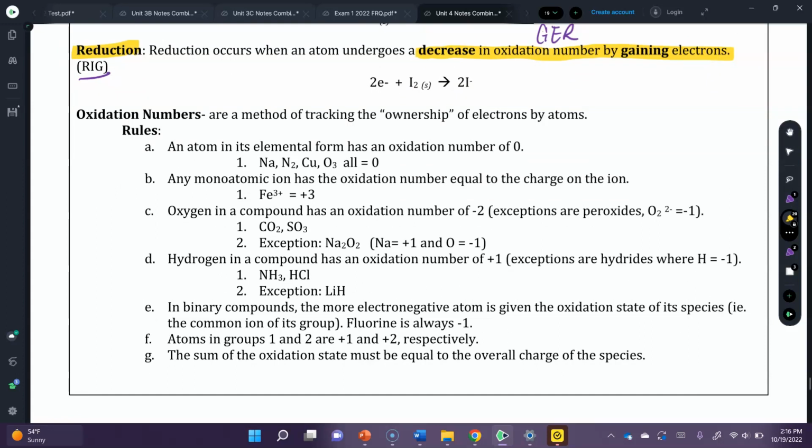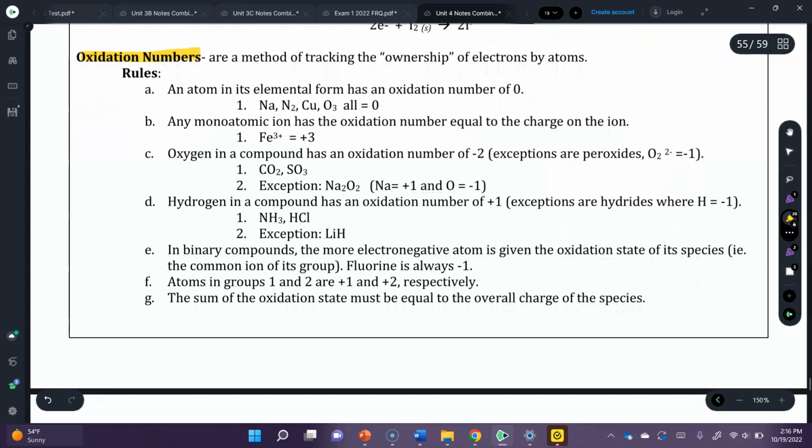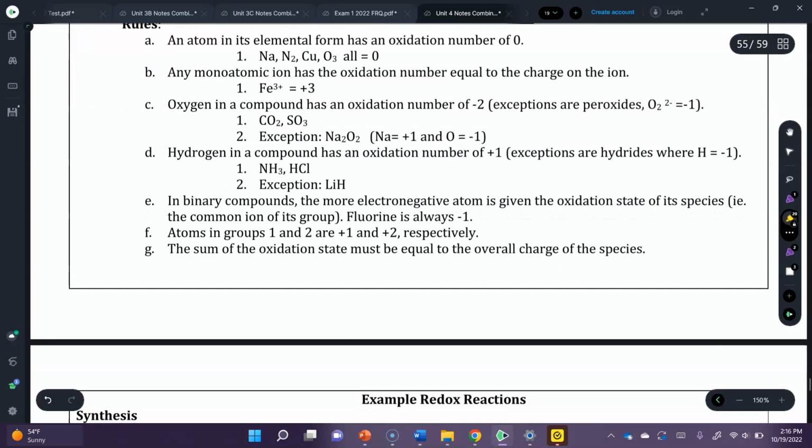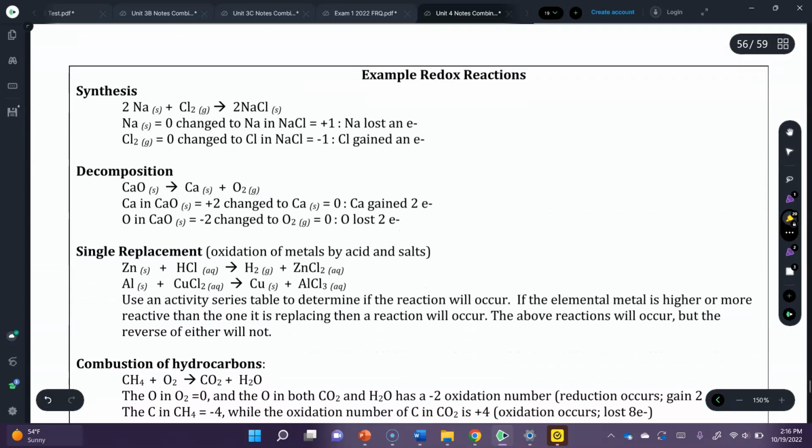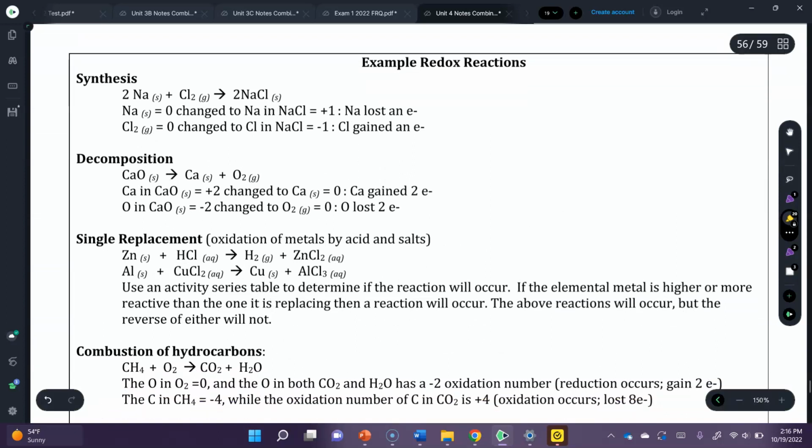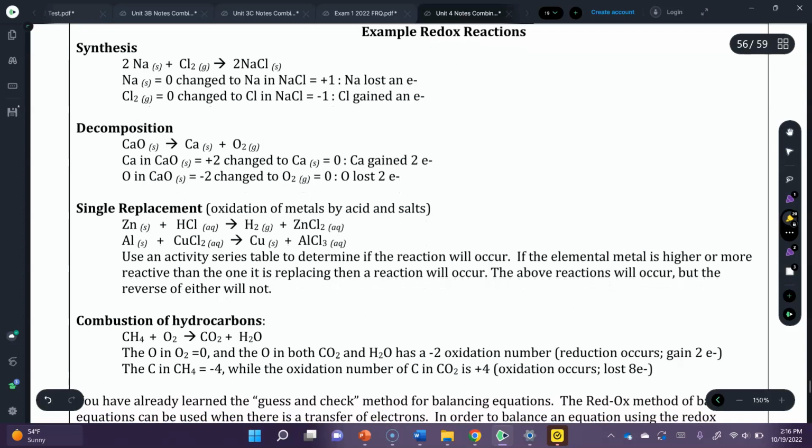Okay, so here are some more detailed oxidation numbers and rules for assigning oxidation numbers. Reference these as you go. We already covered them in an earlier section, so I'm not going to beat it over the head anymore, and I'm going to keep moving forward. Here are some example redox reactions. Notice double replacement reactions are not here, and that includes precipitation and neutralization reactions because there is no change in oxidation state.